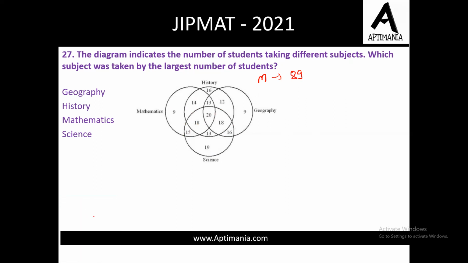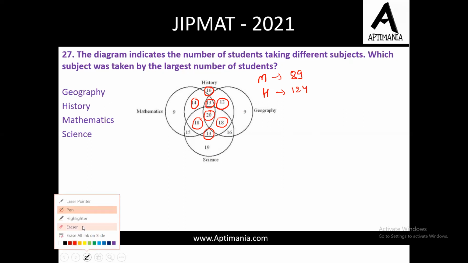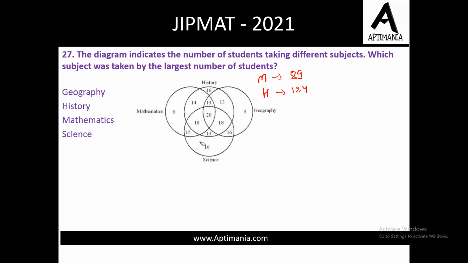Similarly, if we count it for other subjects, let us now count for history. So for history, we need to count how many values? This 16 and 14 is 30, 30 and 13 is 43, 55, 75, 75 and इधर यहाँ पे 36 आ गया और 13 आ गया। 36 and 13 is 49, 75 and 49 will make it 124. तो history का 124 हो चुका है.